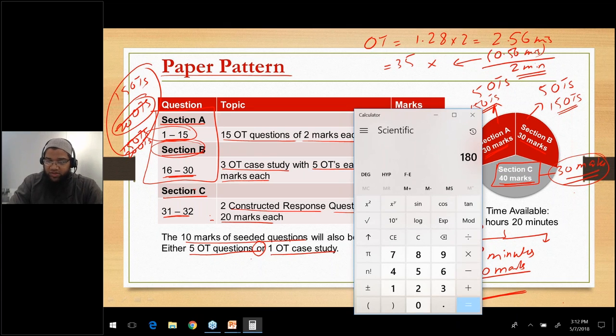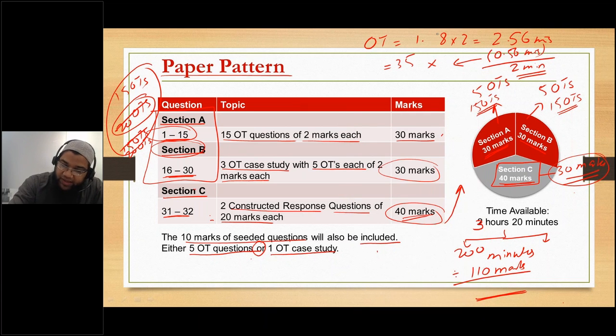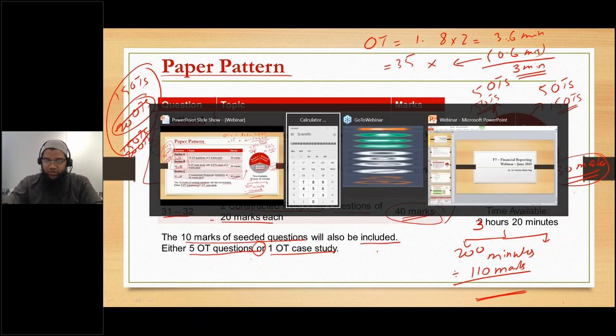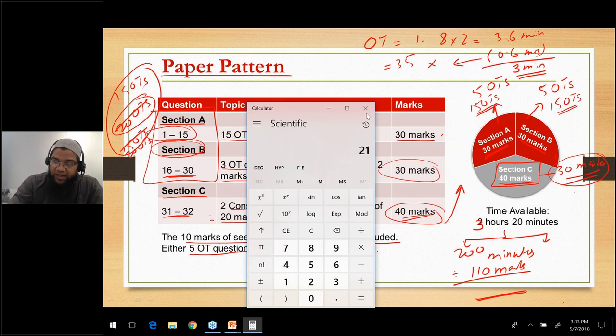Three hours is 60 minutes times 3 plus 20 minutes, so 200 divided by 110 marks will be 1.8 minutes per mark. So this is 1.8 minutes per mark times 2, which equals 3.6 minutes that will be available. So you have to save 0.6 minutes from this, and you have to invest 3 minutes in one OT question. And the 0.6 minutes saved times 35 will give you 21 extra minutes.